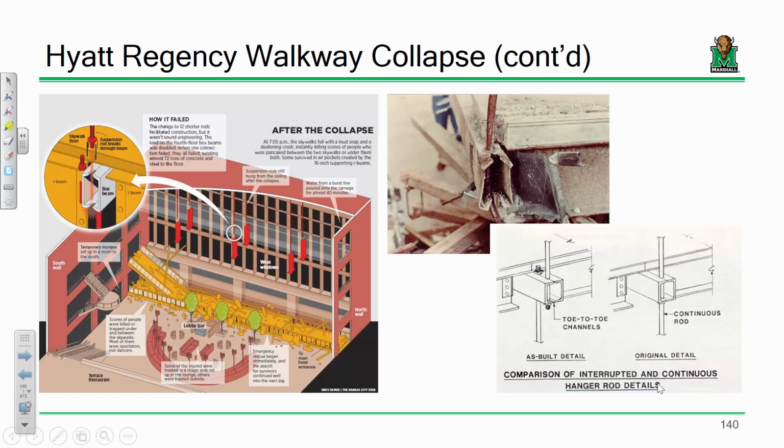So, how would the engineers lose their license if it was the contractor's fault? Liabilities, failure to communicate, failure to monitor during construction, you name it. I mean, go tell that to the 114 families, you know what I mean? It falls pretty flat, you know, so.